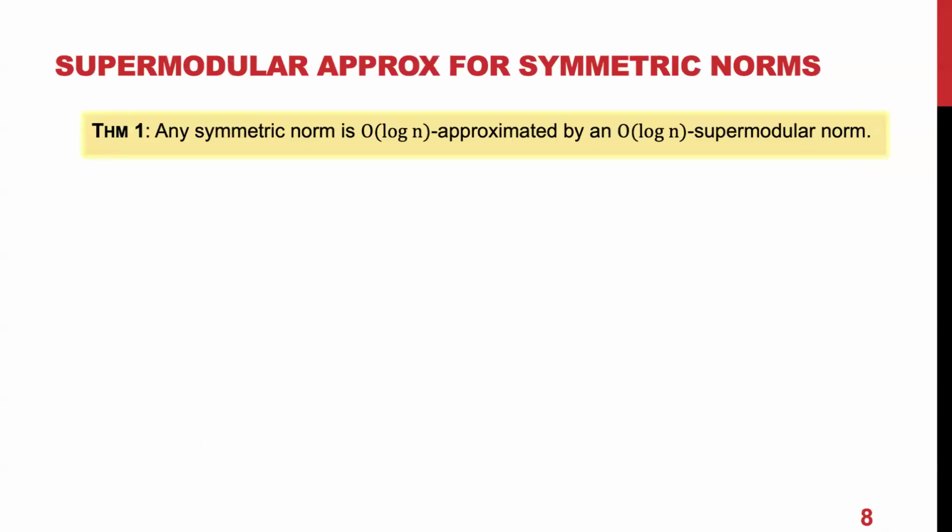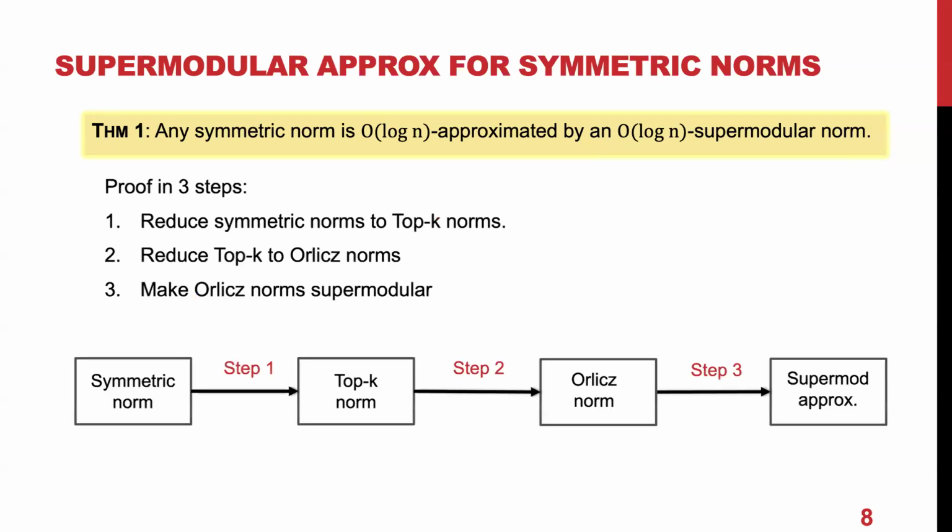So, recap: the first theorem is that any symmetric norm can be approximated within a log factor by a log supermodular norm, and think of log as a good approximation factor. This proof goes in 3 steps. Rather than directly approximating the symmetric norm by a supermodular norm, in step 1 we first reduce symmetric norms to the top k norm. Recall that top k is the sum of the largest k coordinates.